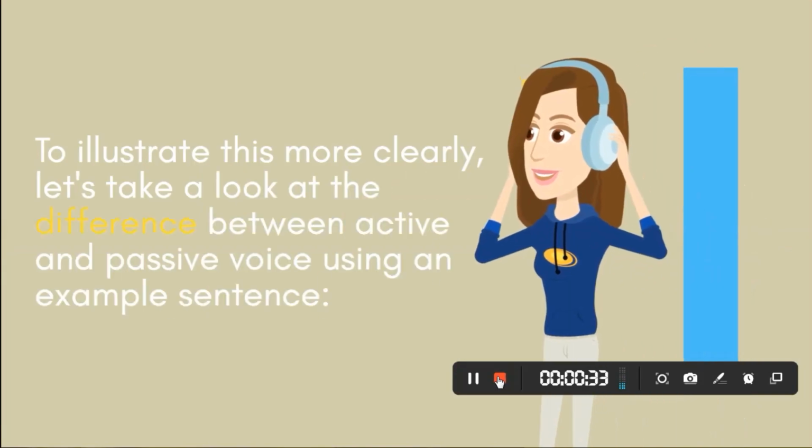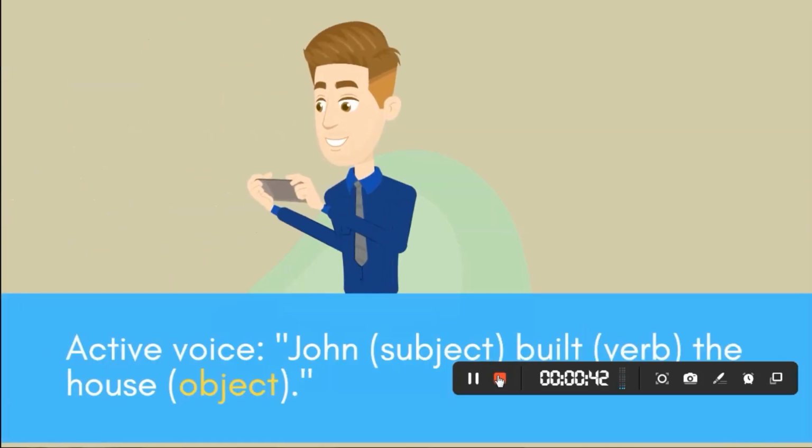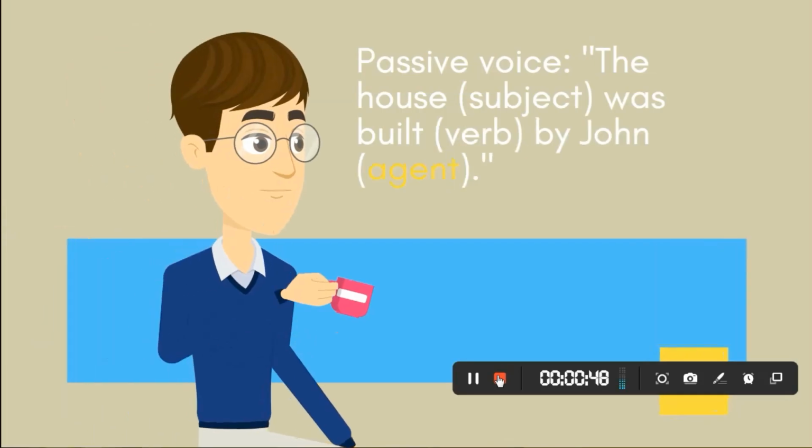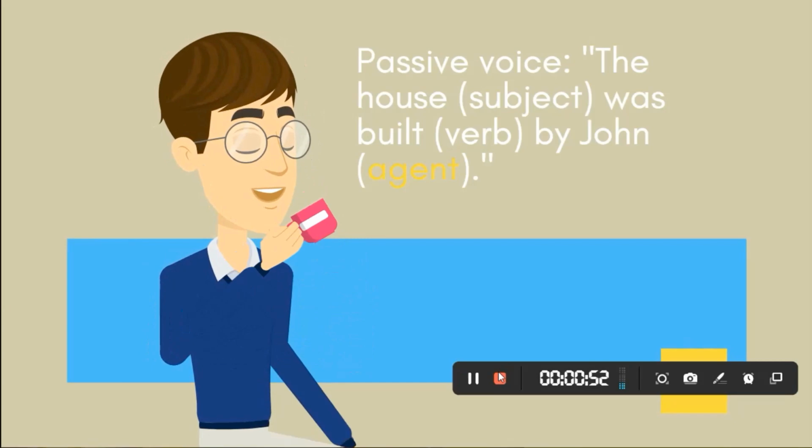To illustrate this more clearly, let's take a look at the difference between active and passive voice using an example sentence. Active voice: John, subject, built, verb, the house, object. Passive voice: the house, subject, was built, verb, by John, agent.